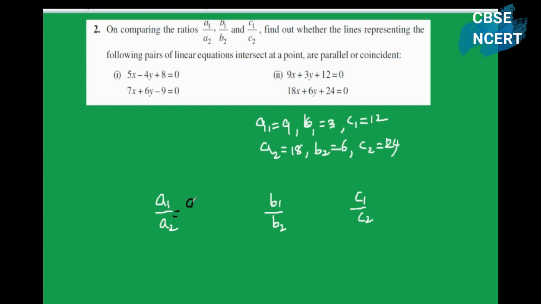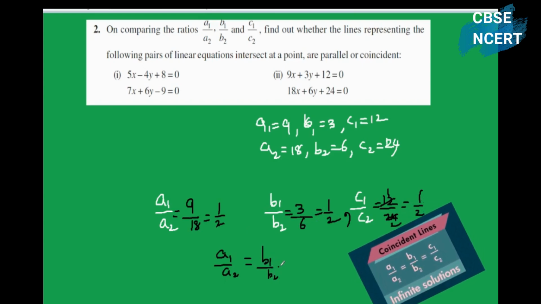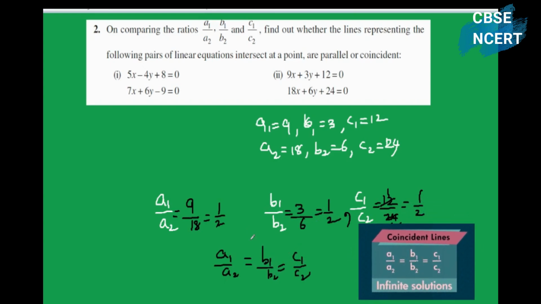Now we are going to compare the ratios of their coefficients. A1 by A2 is 9 by 18, which is equal to 1 by 2. B1 by B2 is 3 by 6, which is 1 by 2. C1 by C2 is 12 by 24, which is also equal to 1 by 2. So students, clearly A1 by A2, B1 by B2 and C1 by C2 are equal. All are equal to 1 by 2. So this type of lines are coincident lines. It has many solutions.